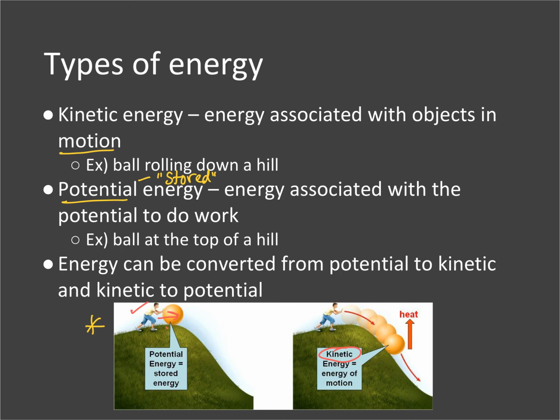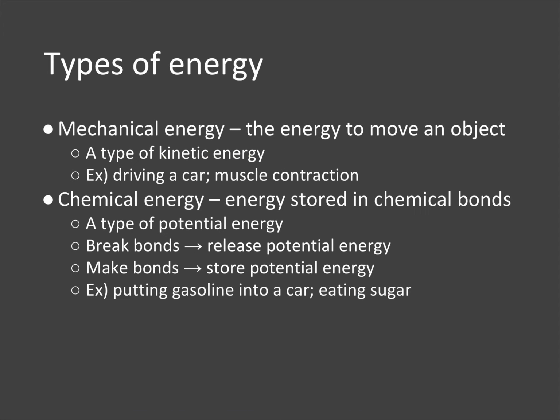And it's important to note that these two forms of energy can go back and forth. So energy can be converted from potential energy to kinetic energy and from kinetic energy to potential energy. We mentioned how there are basically two main types of energy. So we have kinetic and we have potential energy.